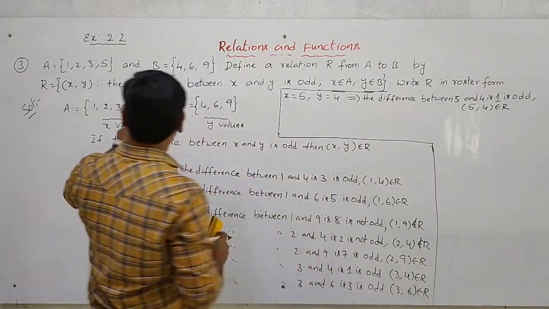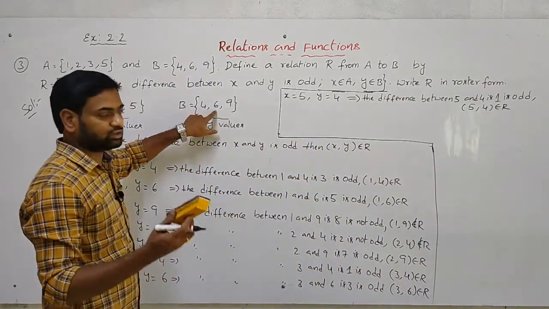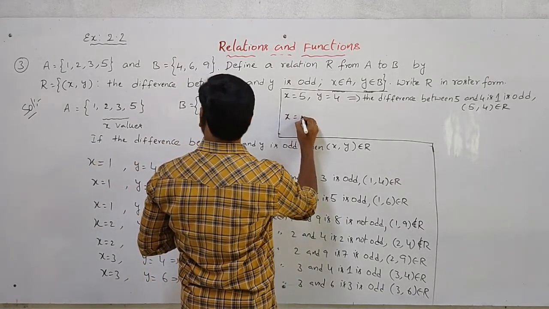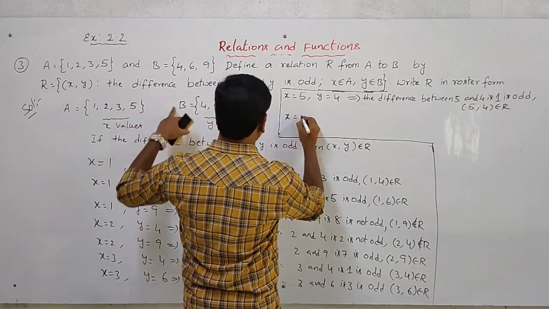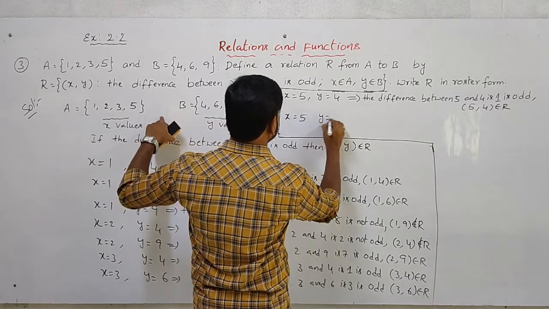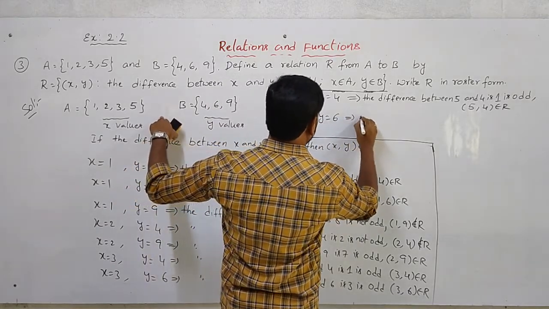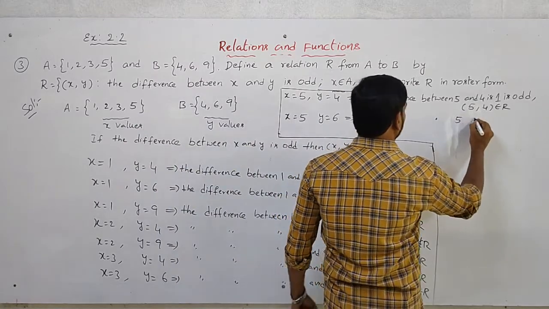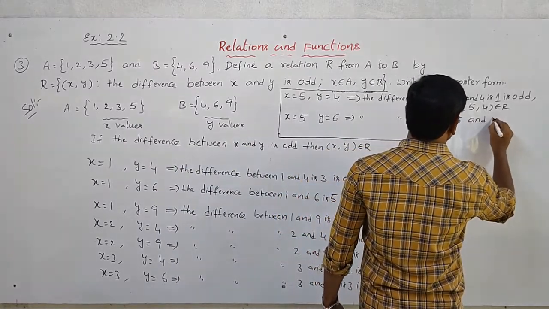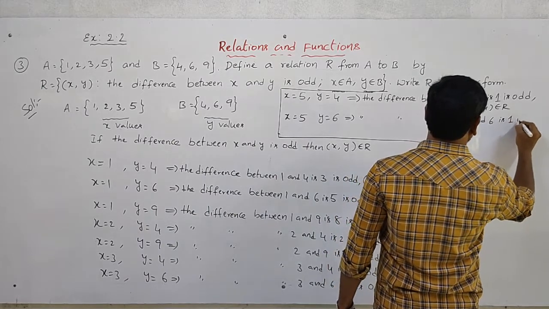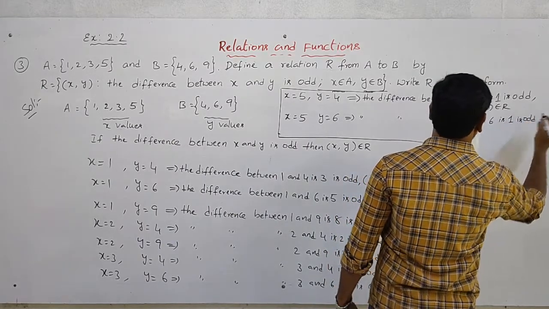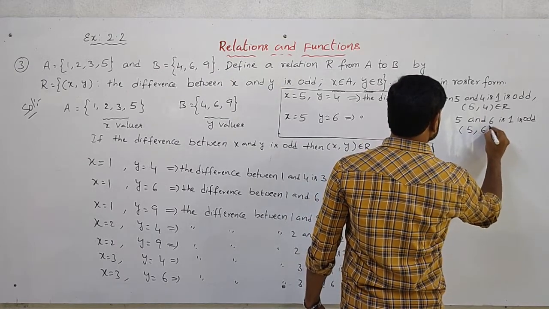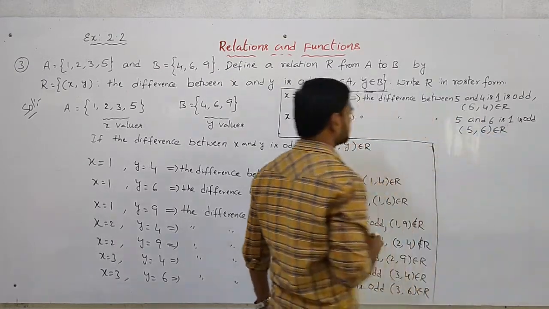Next, with (5, 6), the difference is 1. We can take this one also. So, x equal to 5, y equal to 6. The difference between 5 and 6 is 1. That is odd. When it is odd, (5, 6) belongs to the relation.